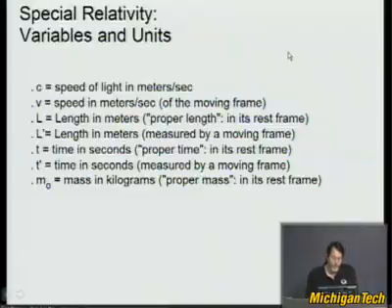Okay, so some background on special relativity. c is the speed of light in meters per second. v is the speed of something moving. L is length. L prime is length measured in the moving frame. So L is in the proper frame, which is the rest frame, the proper length. In your frame, t is time in seconds, t prime is time measured in the moving frame, and m0 is mass in kilograms, the proper mass measured in its rest frame.